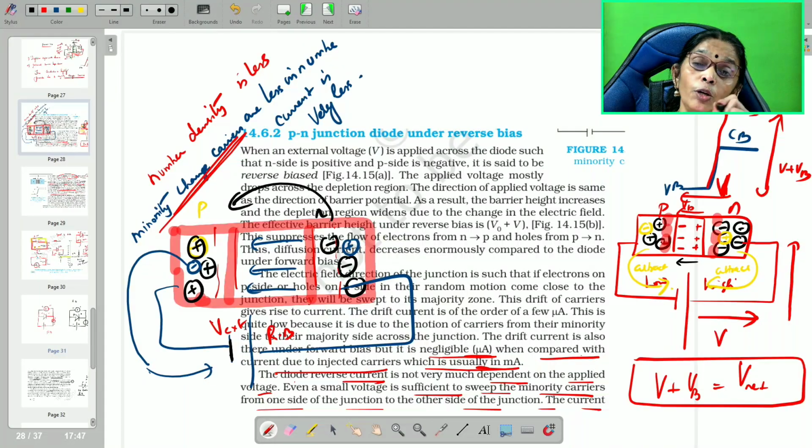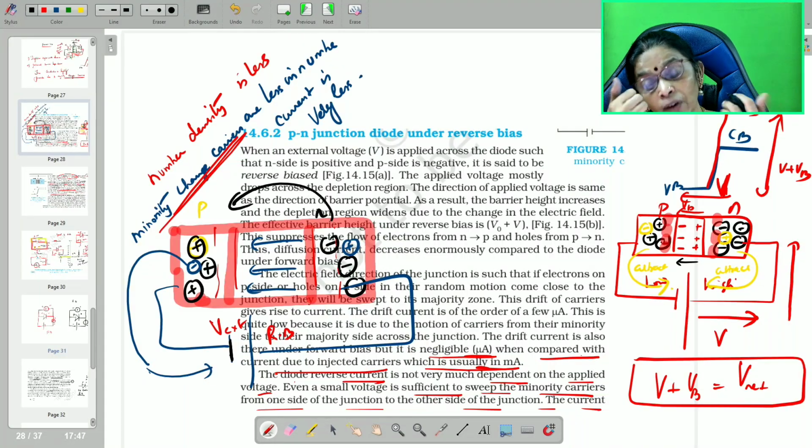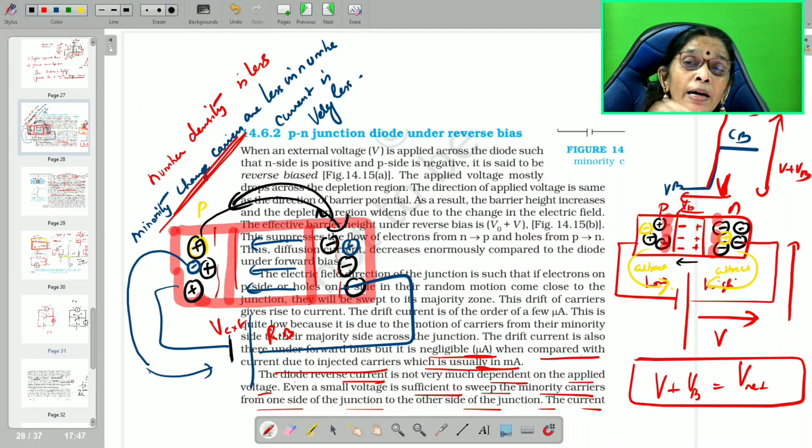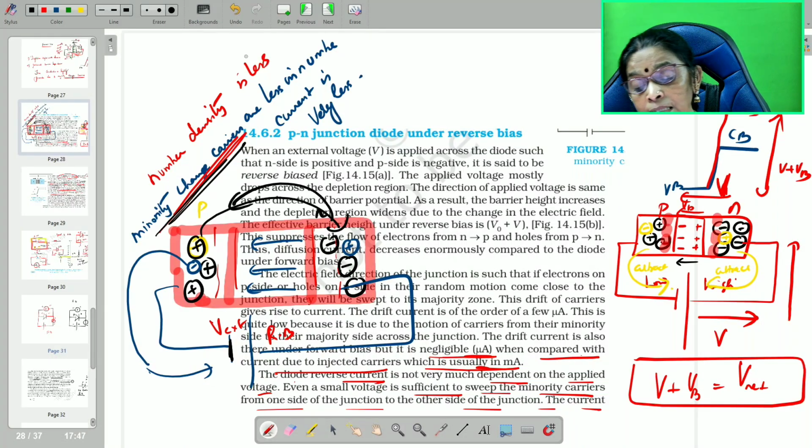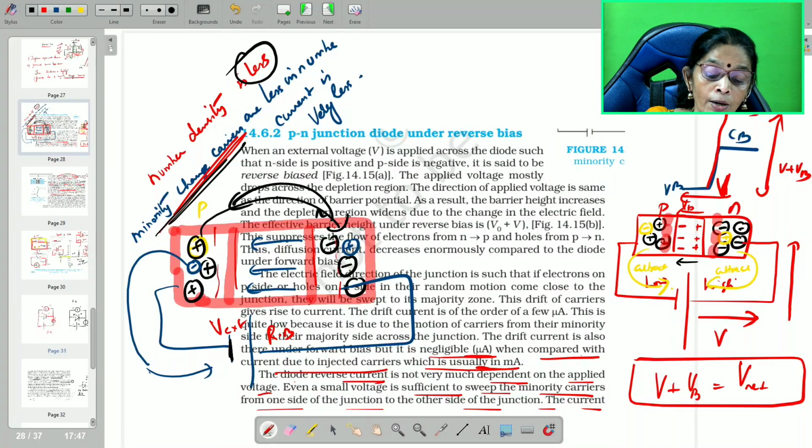But even though you give more external voltage, even though you try to pull the electron from P side to N side, the amount of current is not determined by the external voltage. It depends only on the minority charge carrier concentration. Since it is very less, the current is almost negligible.